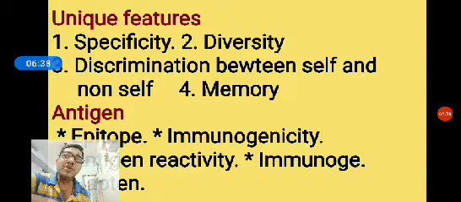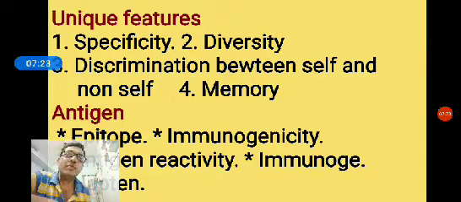Then the third one, discrimination between self and non-self. It means it is able to recognize and respond to molecules that are foreign or non-self. It will not respond to our own cells or molecules. The acquired immunity discriminates which are the body cells and which are the foreign molecules. So it protects the body cells and fights the foreign molecule. It is able to recognize and then discriminate.